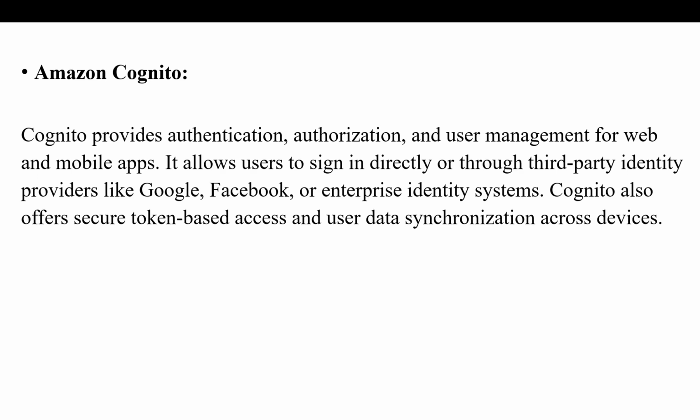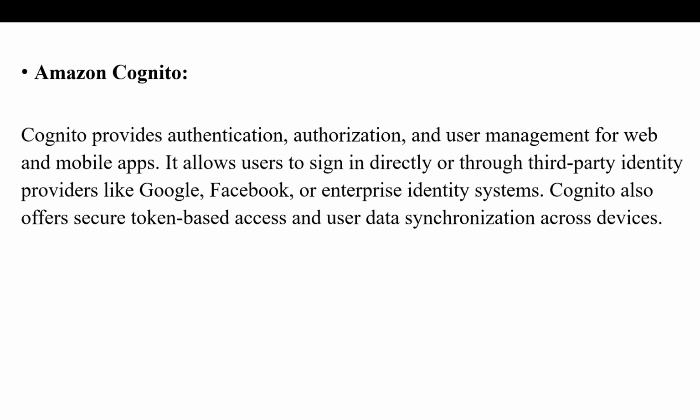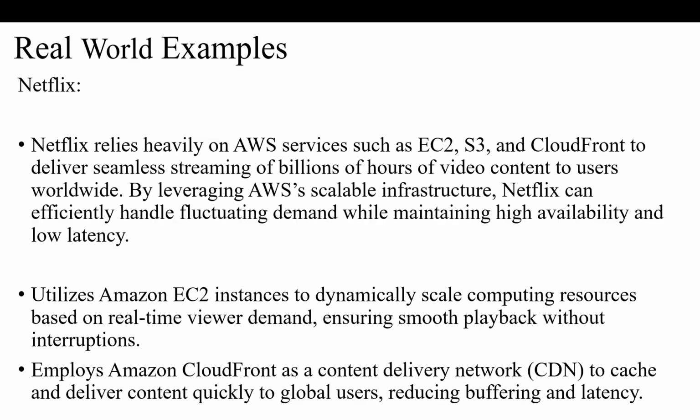Amazon Cognito. Cognito provides authentication, authorization, and user management for web and mobile applications. It allows users to sign in directly or through third-party identity providers like Google, Facebook, or enterprise identity systems. Cognito also offers secure token-based access and user data synchronization across devices. So Amazon Cognito, which comes under security and identity, gives authentication to the customers before signing in.